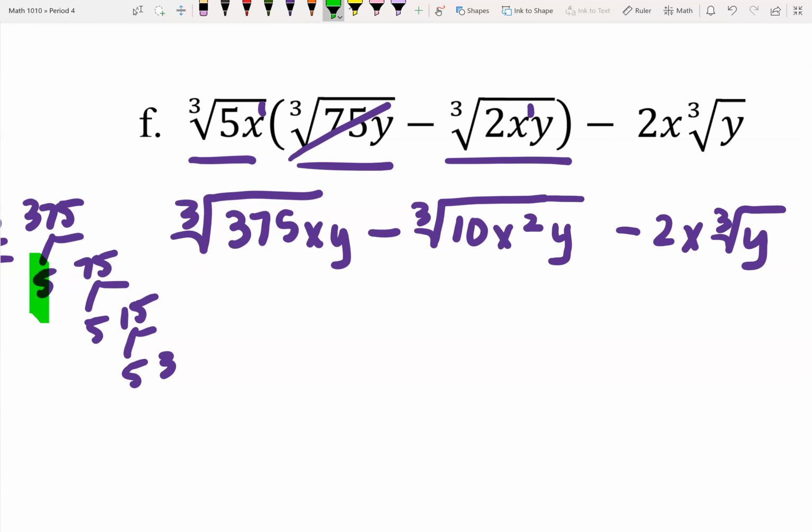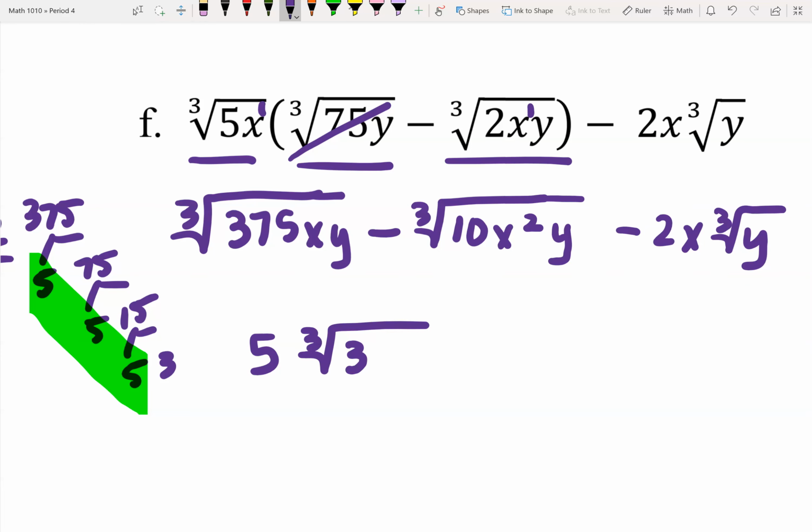So these 3 5s, I have to have 3 of them, come out as a single 5. And then it's going to be a cube root, and I've got a 3. Now look on the inside, I have to have 3 x's or 3 y's for anything to come out, and I don't have anything, so I'm just going to write those down.